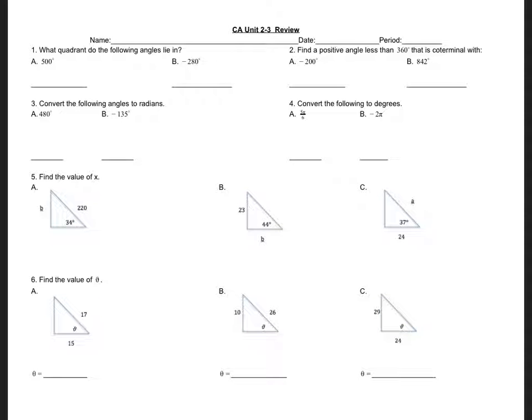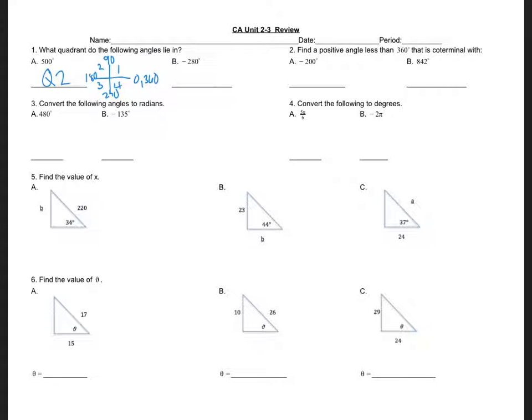All right, so what quadrant? So let's go ahead and get started. So this is 0, 90, 180, 270, 1, 2, 3, 4. So 360 is a full rotation. So if we add 90 to 360, we're at 450, plus 90, we're at 540. So it's going to be in quadrant 2.